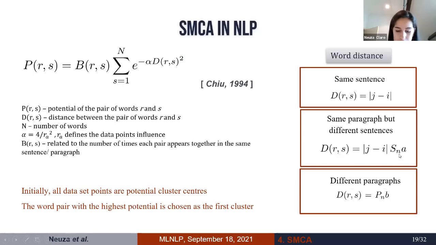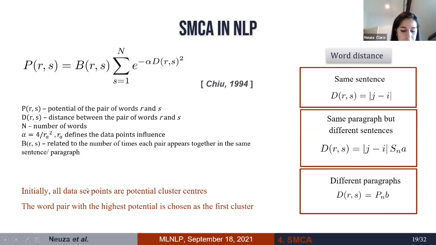This C sub n is the number of separation sentences, and this A is a hyperparameter that is adjustable according to the average number of words in each sentence. And finally, we have the third case: if two words are in different documents, or in different paragraphs, the distance only reflects the number of paragraphs that separate them. This P sub n is the number of separation paragraphs, and this B is another hyperparameter adjustable according to the number of sentences of each paragraph.